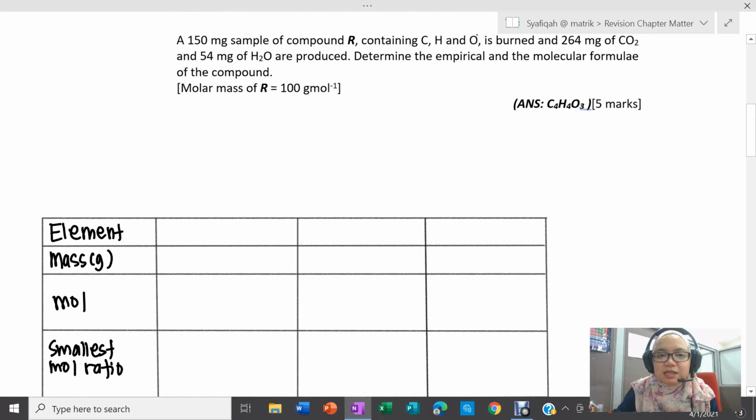Okay, the first example says that a 150 milligram sample, take note, milligram, of compound R containing carbon, hydrogen and oxygen is burned, and 264 mg of carbon dioxide and 54 mg of water are produced. So, dia kata determine the empirical and the molecular formula of the compound.